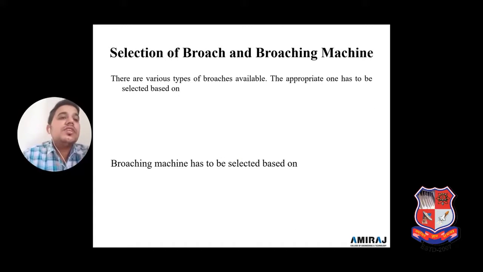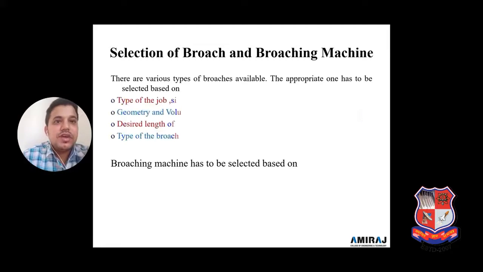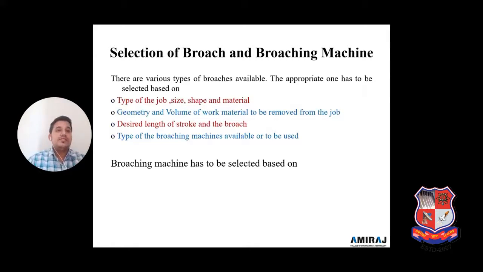Now, selection of a broach and broaching machines. So how can we select the particular broaching tool for the broaching operation? Some important terms that we have to keep in mind. First is the type of job: which kind of job it is, its size, shape, and the material. Material is a very important thing, because as per the material we select the broaching tool material. Then the geometry and volume of the work material to be removed from the job. Which kind of geometry is there? The cross section may be a triangle, star type, or cylindrical. We have to observe that.